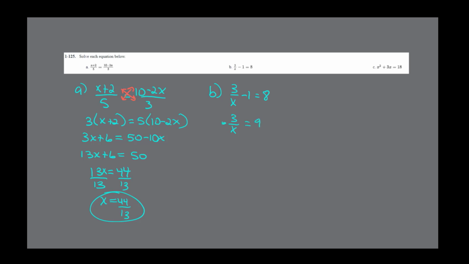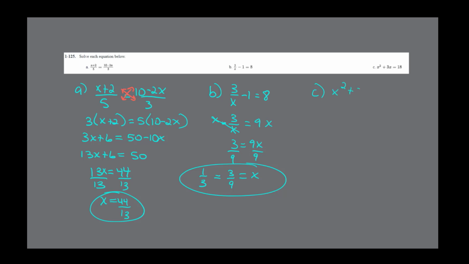Then I want to get x out of the denominator. So I'm going to go ahead and multiply by x on both sides because that cancels it out here. So then 3 equals 9x. Well, then we divide by 9. And x equals 3 over 9, but that reduces to 1/3. So that's part B.